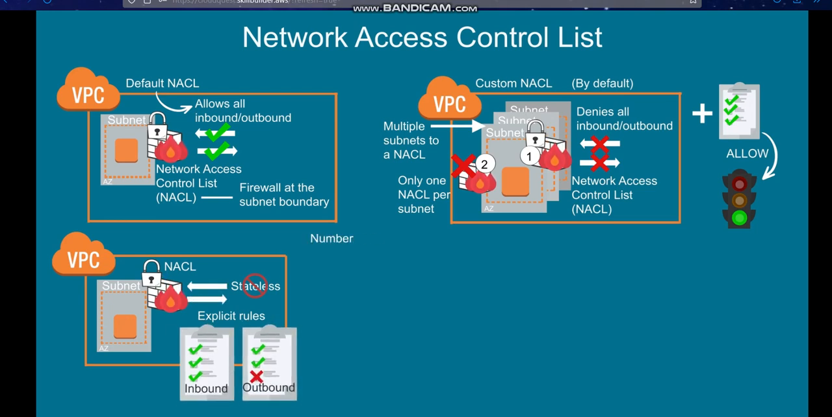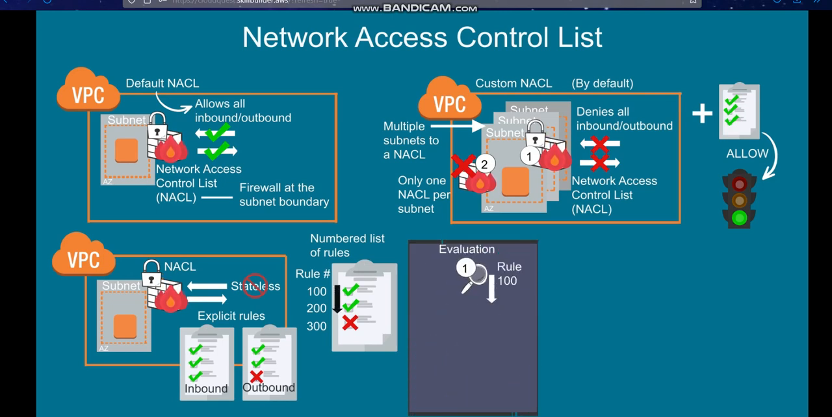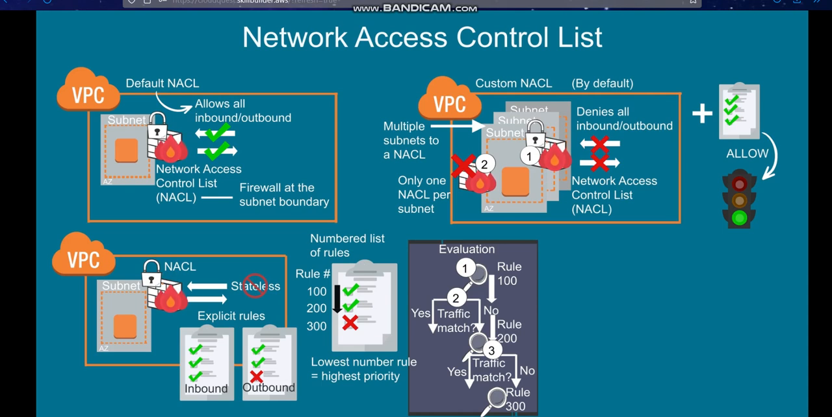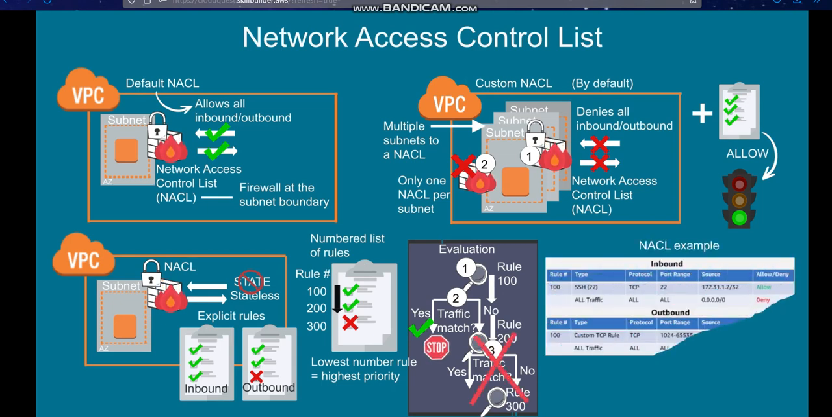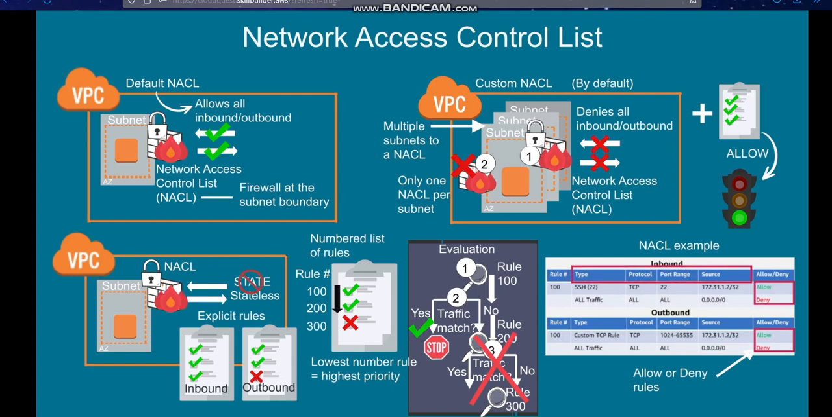It contains a numbered list of rules. Rules are evaluated in order, starting with the lowest numbered rule, representing the highest priority, to determine whether traffic is allowed or not. As soon as the traffic matches the rule, the allow or deny rule is applied, and evaluation ends. You can configure allow or deny rules to restrict traffic, based on the type of traffic, protocol, port range and source of traffic.